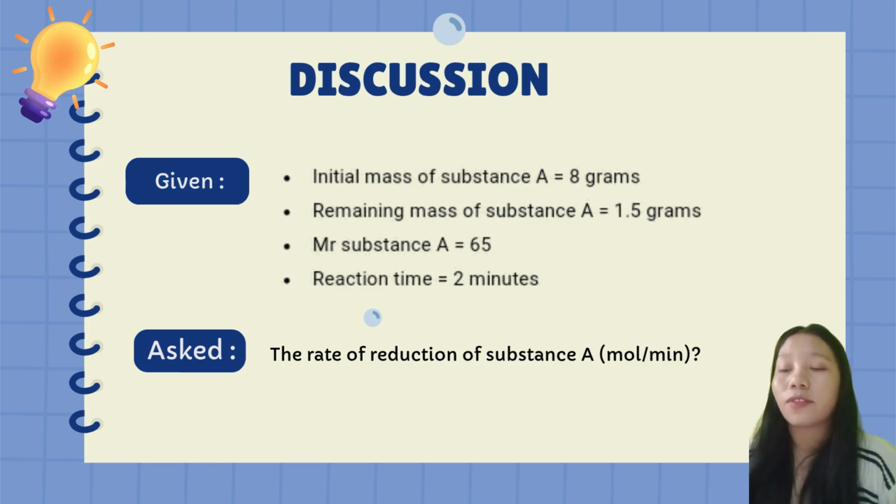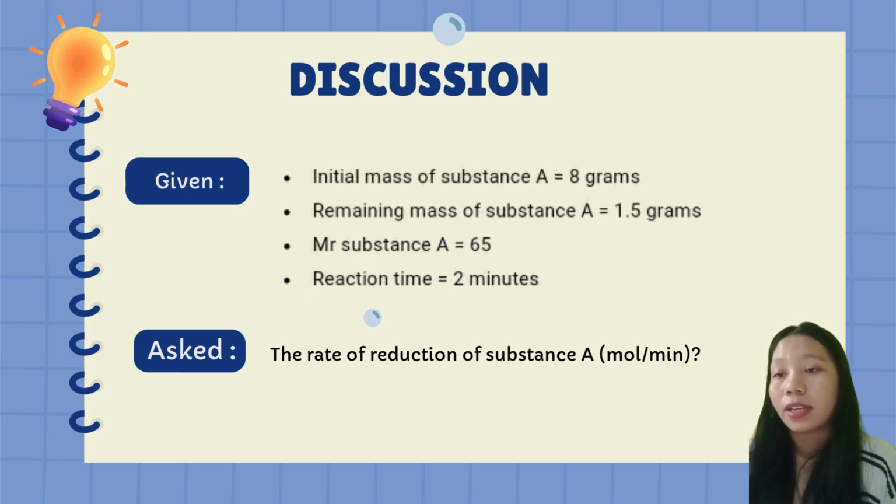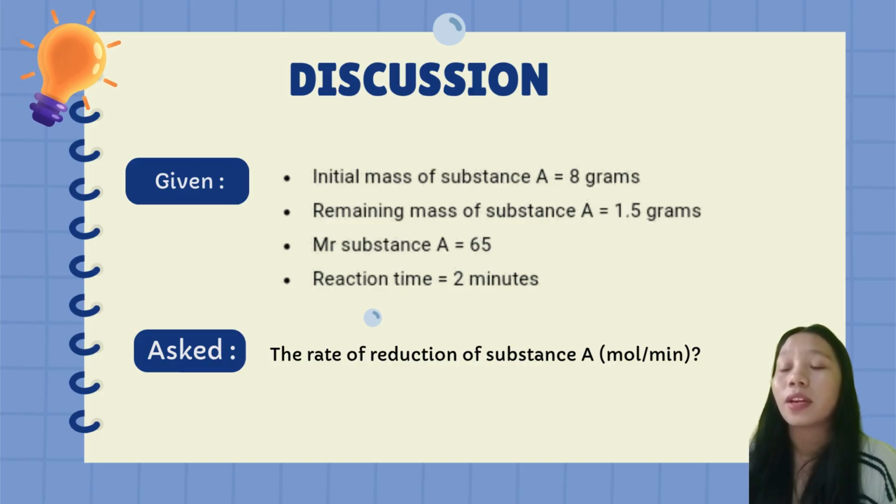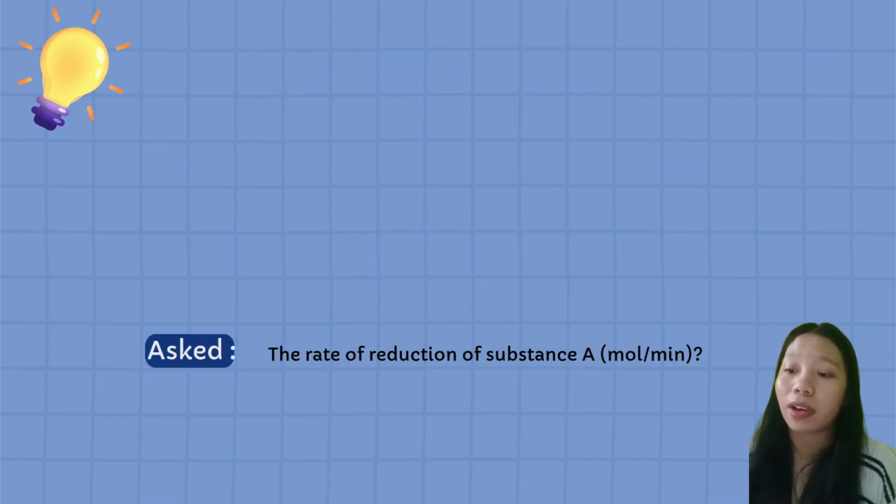Let's solve the question for number 15. Discussion. Given initial mass of substance A equals 8 grams, remaining mass of substance A equals 1.5 grams, Mr of substance A equals 65, and reaction time equals 2 minutes. The question asks for the rate of reduction of substance A in mole per minute.